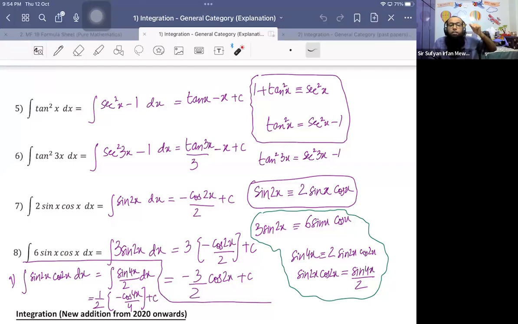If we are integrating tan square angle, we are going to use the identity which connects tan square and sec square. That is 1 plus tan square x is identical to sec square x. And then if we are dealing with the product of sine angle and cos angle, then we have to use the double angle formula of sine.